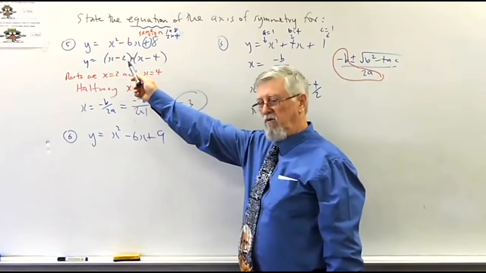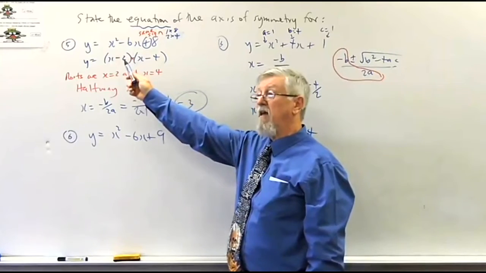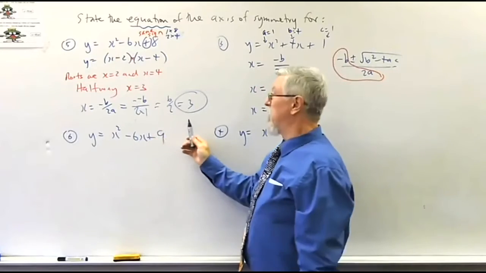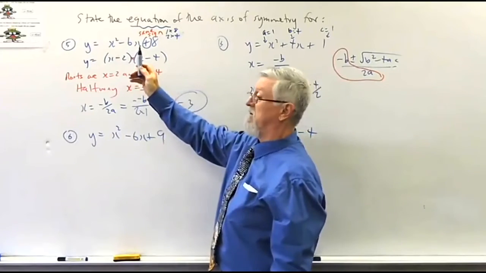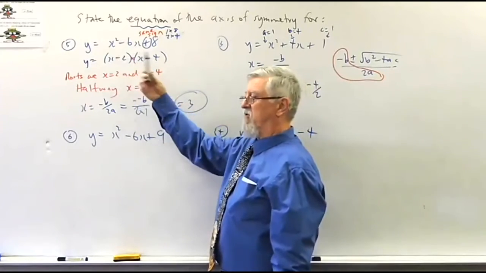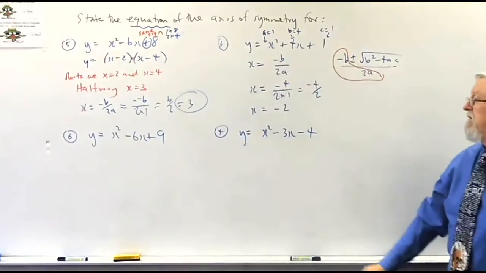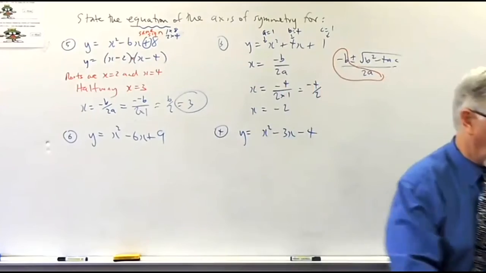You can do that if you want to. What's the shortcut for the axis of symmetry? That one. But here's the thing: during the working out of the question, you probably already have it written that way, and you just look at it and go, halfway between 2 and 4. Yeah? So go and do 6, we'll do a couple more.